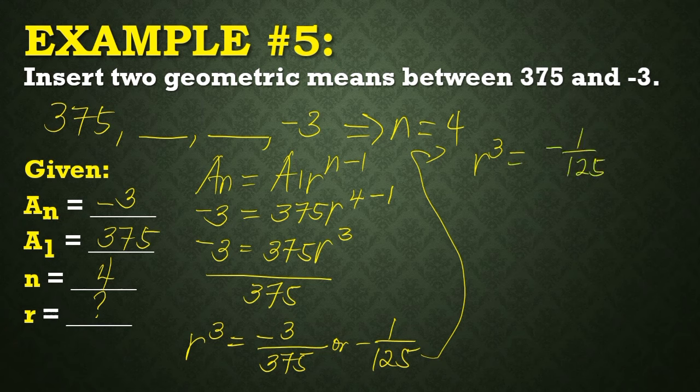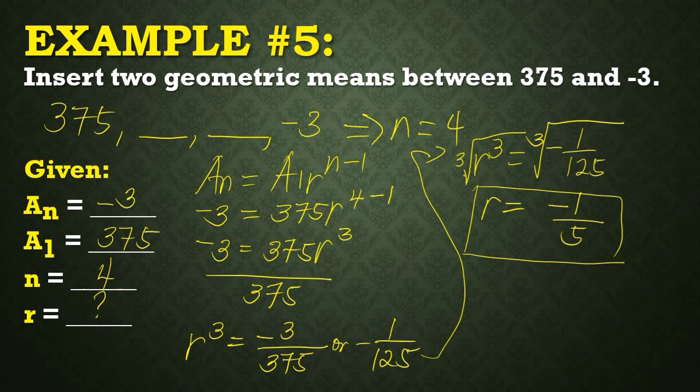So, extract lang natin yung cube root nila. So, the cube root of r cube, that is r. The cube root of negative 1, that is negative 1, over the cube root of 125, that is 5. So, sa square root po, hindi po natin na-extract yung negative na radicand. Pero sa cube root, fifth root, seventh root, and so on, pwede po natin. Kapag yung index niya ay odd number. Okay, so yung common ratio natin is negative 1/5.